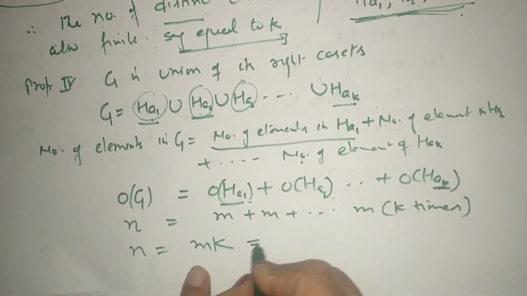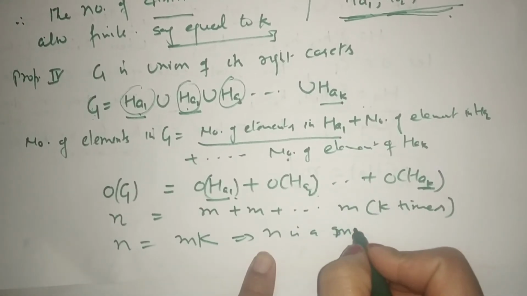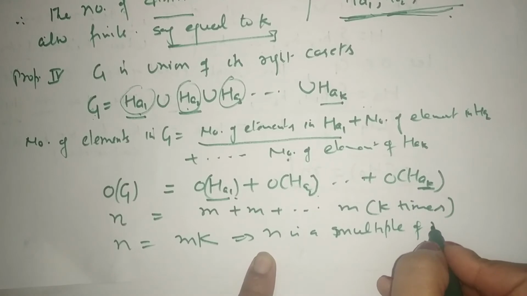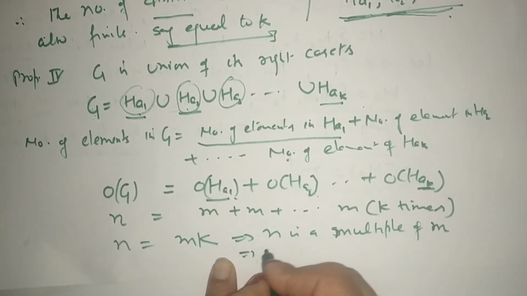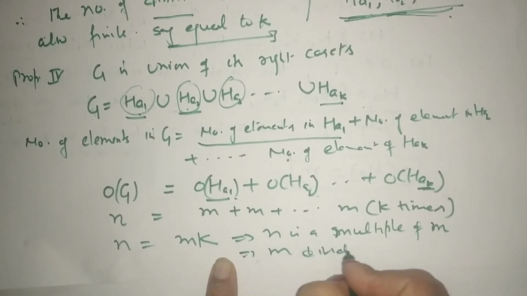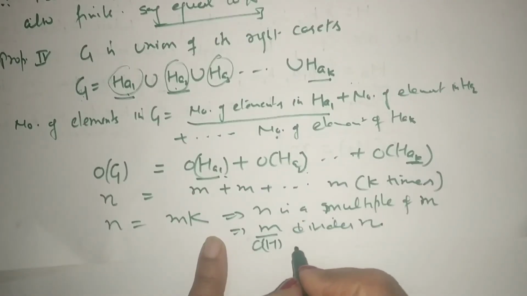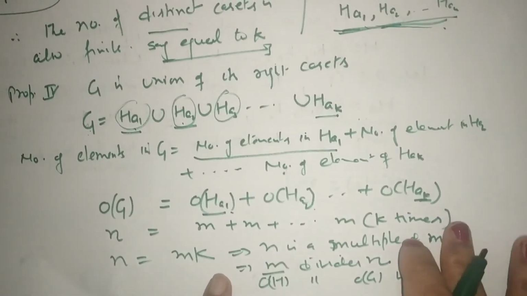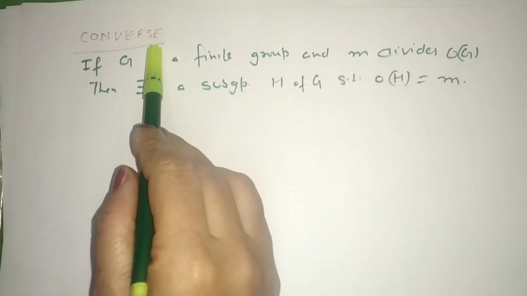So what does it show? That n is a multiple of m. And if n is a multiple of m, it means m divides n, and m is the order of H, so the order of H divides the order of G. So this was the theorem which is known as Lagrange's theorem.